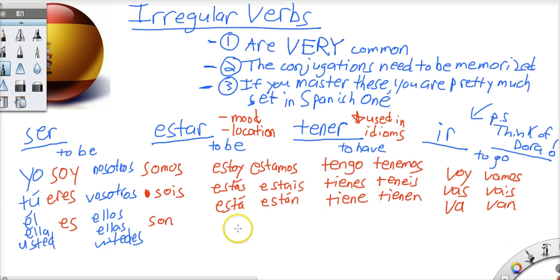That is our irregular verb list up to this point. Please remember those, memorize those, flashcards, watch this video over and over again. Do whatever it takes to master these. If you do, I can guarantee you will have much success in Spanish 1. You're halfway there if you learn these 4.